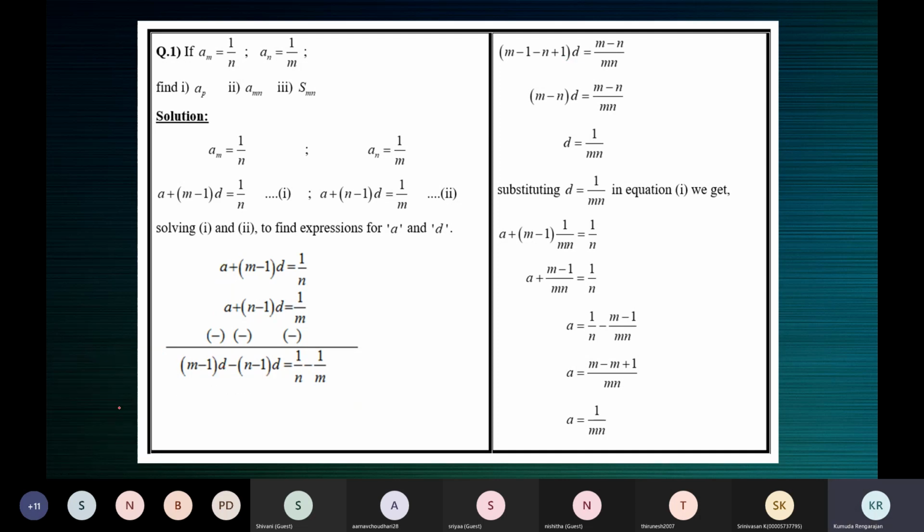So when you take d common, so d is here, d is here. When you take d common, you'll get m minus 1 into d minus, let me use a square bracket. See here, square bracket d. I'm telling you how to take out d common. So square bracket d. What do you have here? m minus 1 into d minus n minus 1 into d.